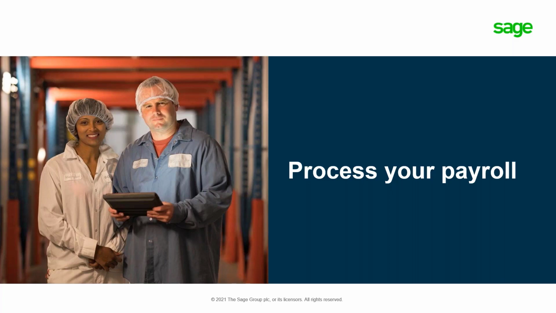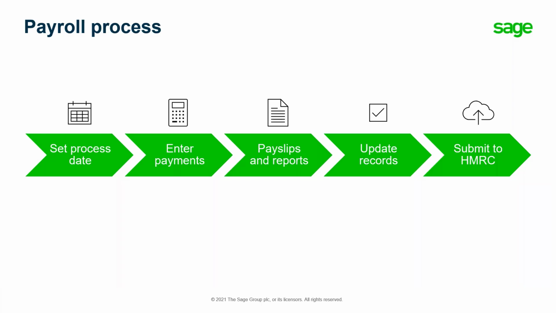So the next section is all around processing your payroll. So this is the steps involved in a pay run, and I've tried to simplify this by breaking it down to the 5 key steps involved in the process, which are to set your process date, to enter your employees' payments and deductions, to print pay slips and any other reports you might need, to update the records, and then to submit that information online to HMRC.